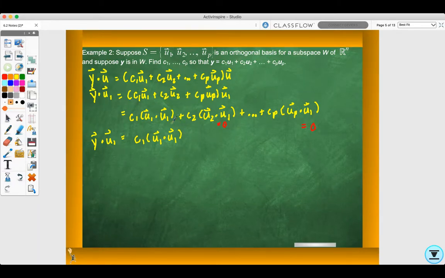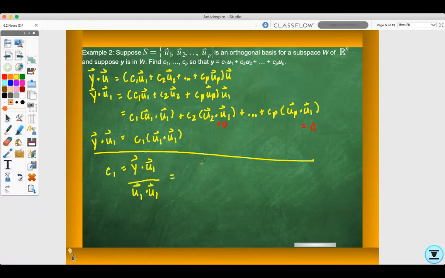And then what we can do is solve for c1, and it will give you this. So if I solve for c1, I would get y dot u1 all over u1 dot u1. And this would be y dot u1 all over the length of u1 squared.